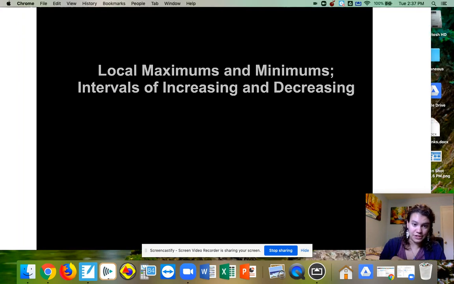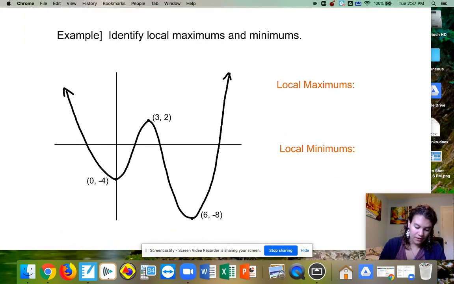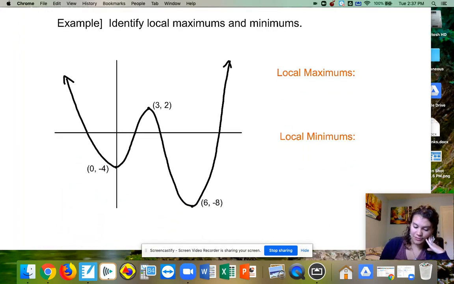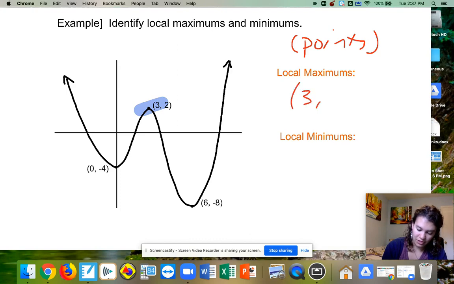Local maximum. This should be some review. So here we want to identify what are the local maximums and minimums. They're exactly what they sound like. So up here, that's going to be your maximum. You're going to write these as points. So the local maximum is at 3, 2.